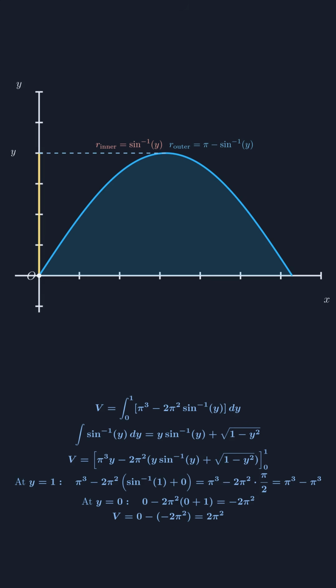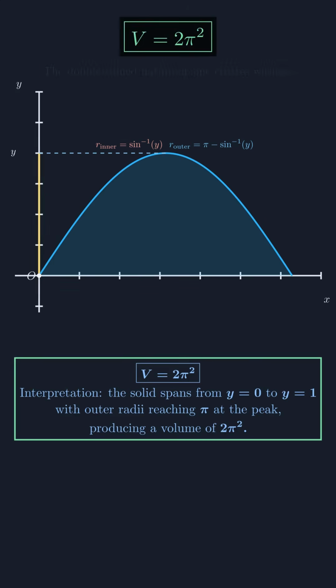At y equals 1, inverse sine of 1 is pi over 2, giving pi cubed minus pi cubed, which is 0. At y equals 0, we get negative 2 pi squared. Subtracting 0 minus negative 2 pi squared gives 2 pi squared. The final volume is 2 pi squared.